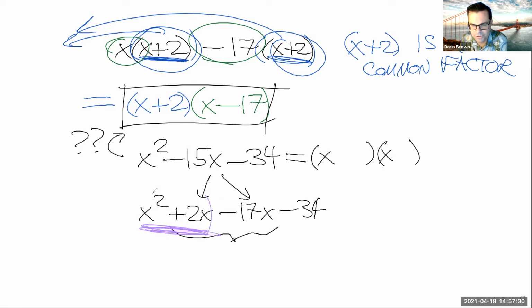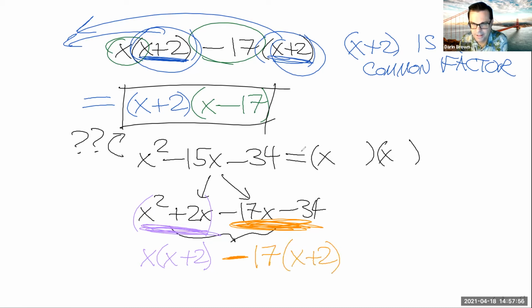Notice that just these two terms on their own have a common factor of x. So I could factor it as x times x plus 2. And then I could look at these two terms here, the negative 17x minus 34. Those have a common factor of negative 17. So I could factor out negative 17, and I'm left with x plus 2. And notice, that's what I would have up here.